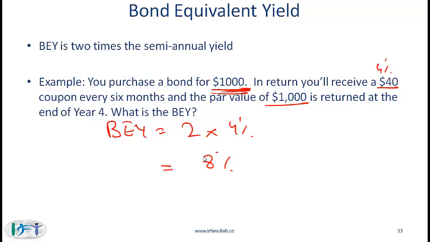Notice that the effective yield, however, will be more, because the effective annual yield is going to be 1.04 raised to the power of 360 or 365 divided by 180 minus 1, and this is going to be slightly more than 8%. But again, in terms of the bond equivalent yield, all we do is come up with the 6-month yield, which is also the semi-annual yield, and multiply it by 2.